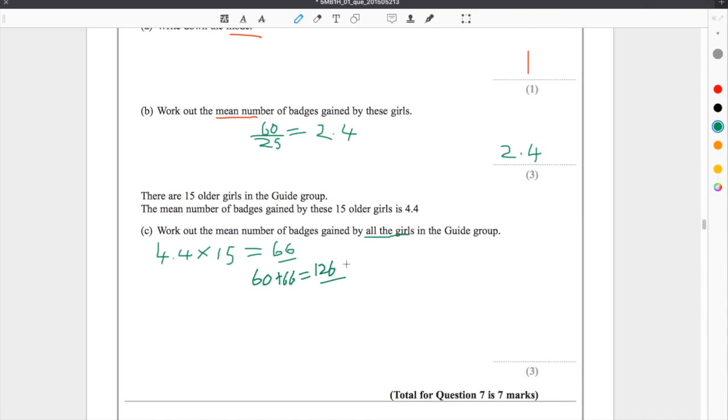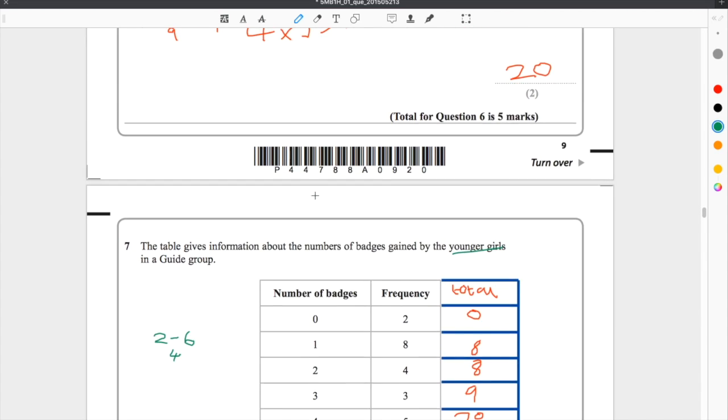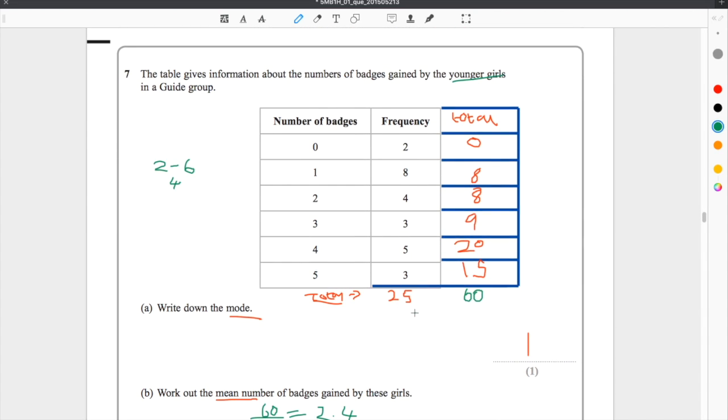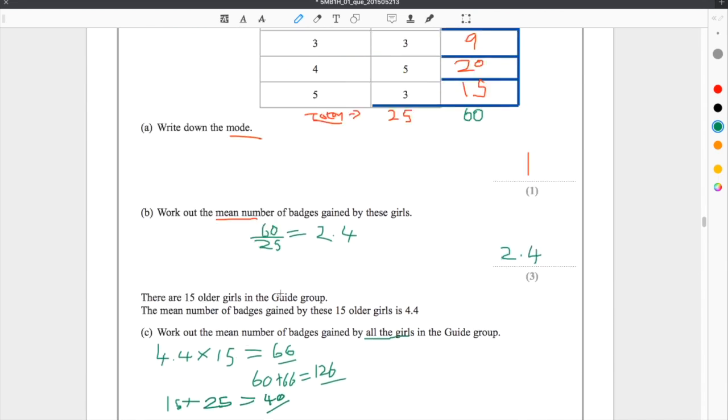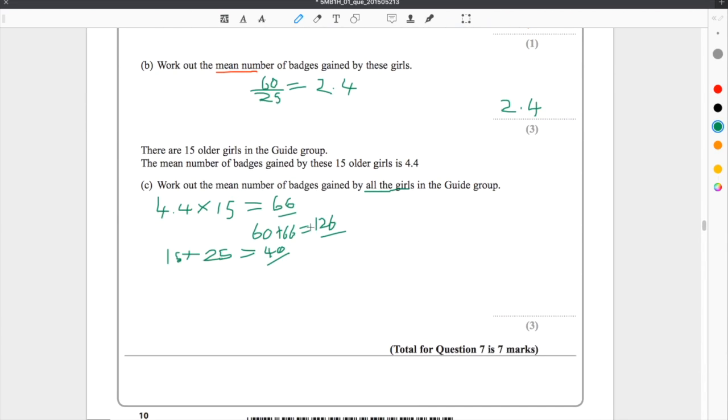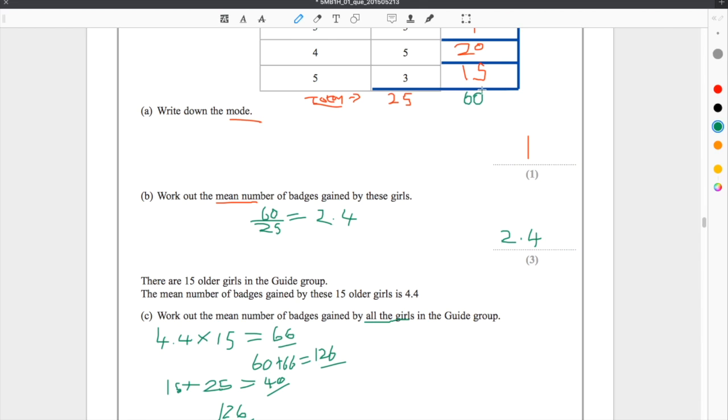So that's our total. And then if we add together 15, because this is the frequency total, 15 plus the 25, which was the total frequency here, that's 40. So then we have a frequency total, and we have the total in effectively this column again. So 126 divided by 40, which is the same as what we did for part B. Again, we did 60 divided by 25. Our new total is 126, and our new frequency total is 40.